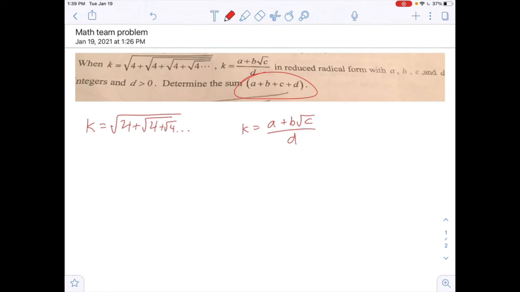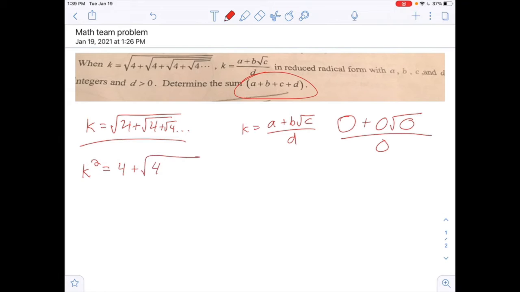Okay. So right away, this kind of looks like the quadratic formula, right? We have a number plus another number times the root of a number, over a number. So what can we do to get k as a quadratic? Well, we can square it. So we get k squared is equal to what? 4 plus root 4 plus root 4 plus root 4, and it goes on forever. Well, this is actually k.